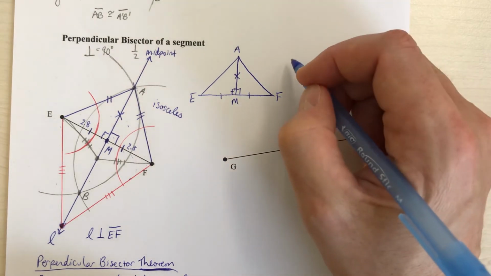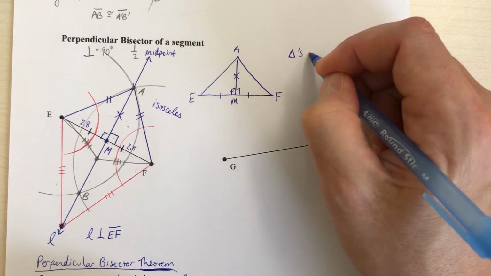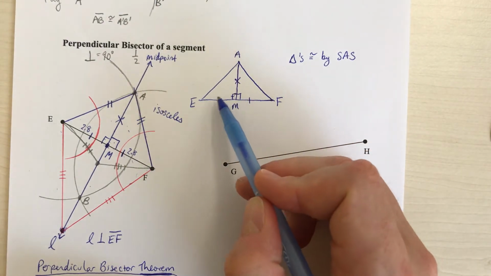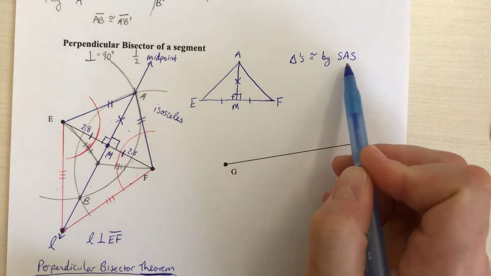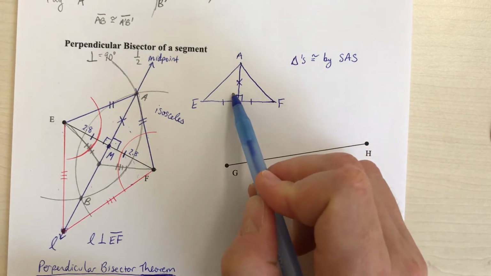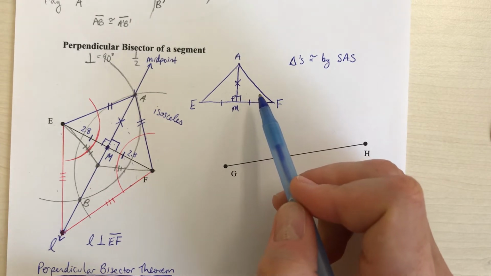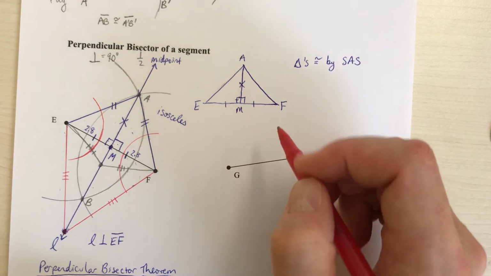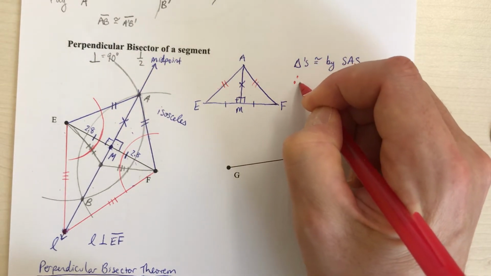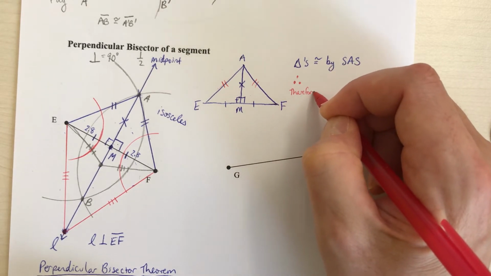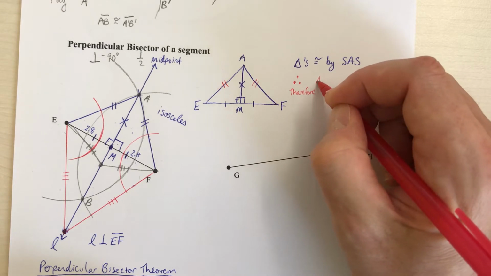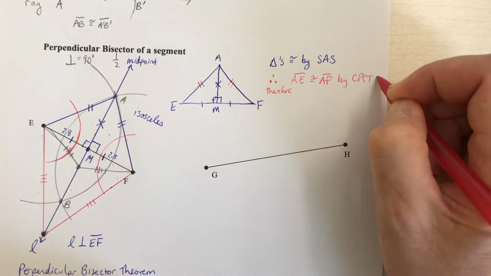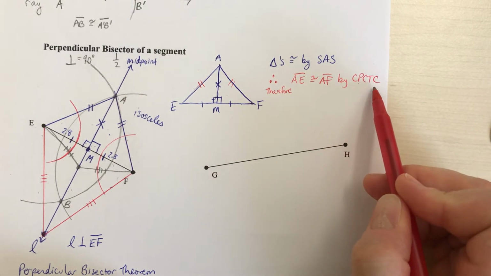Now looking at this picture here, we can prove, based on this information, the triangles are congruent by what we call side angle side postulate. Triangle AME is congruent to triangle AMF by side angle side. And since the triangles are congruent, that means that all of their corresponding parts have to be congruent. So this segment and this segment, they correspond to each other. So we say therefore, this triangle of dots. In conclusion, segment AE is congruent to segment AF, and that's by a rule called CPCTC: the corresponding parts of congruent triangles are congruent.